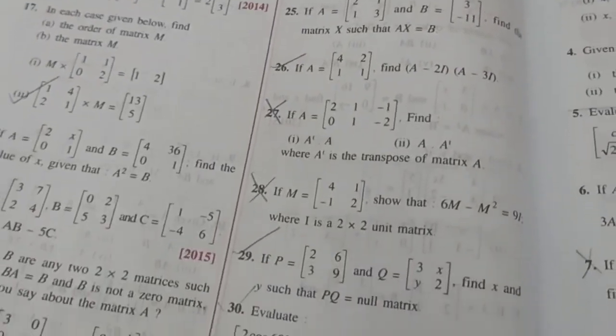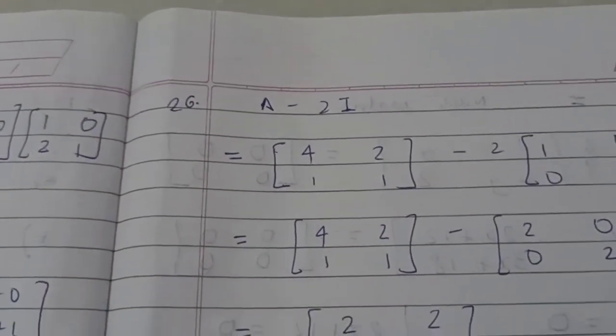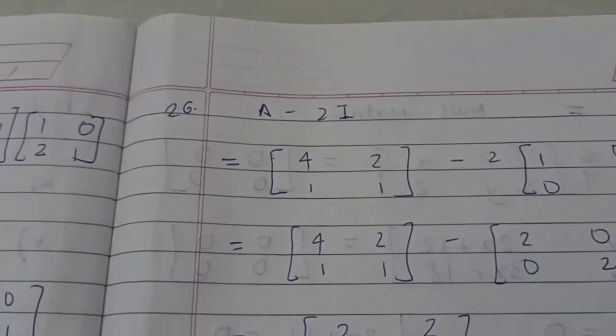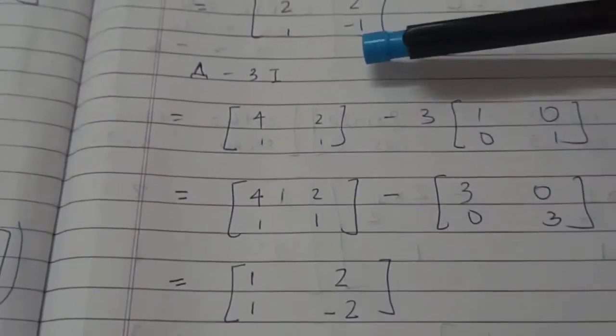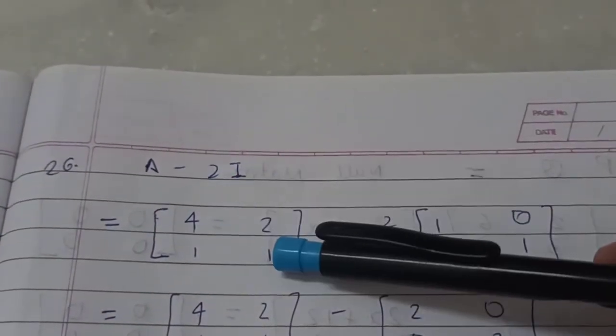Next, cancel question 24, 27, 28. And even 31. Cancel them. Let's do 26th sum. In sum number 26, they have given a minus 2i. I'll find that first. Then I'll find a minus 3i. And then I will multiply them. That will be easier.